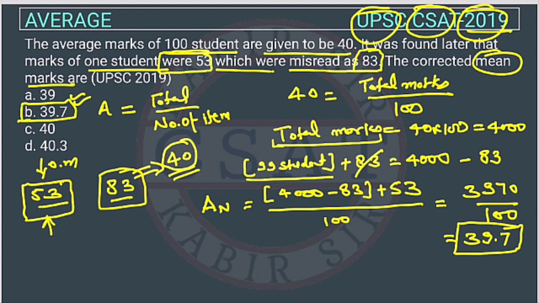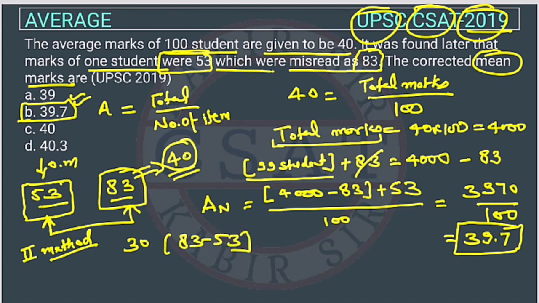Okay, and there is one more method to solve this, right? You have to just find out the difference of these two. So the difference is 30, right? Difference means 83 minus 53. So the difference of 30 marks, right? And we considered higher marks, but he got less marks, right? So this difference is in minus, right?